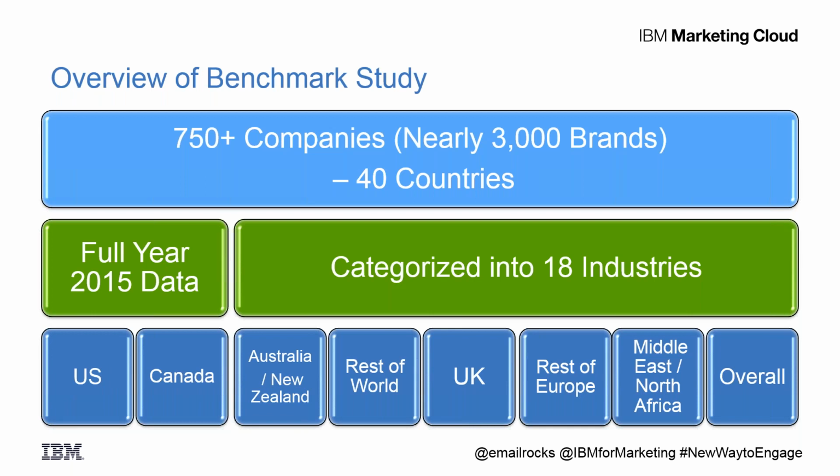As Joe mentioned, there were over 3,000 brands representing 750 different companies across 40 different countries. So this gives you a global flavor of how email programs were performing and how these metrics played out. It was based on the full 2015 year data set, and we were able to categorize the clients that did participate across 18 different industries. And below that, you can see how the different regions were represented globally.